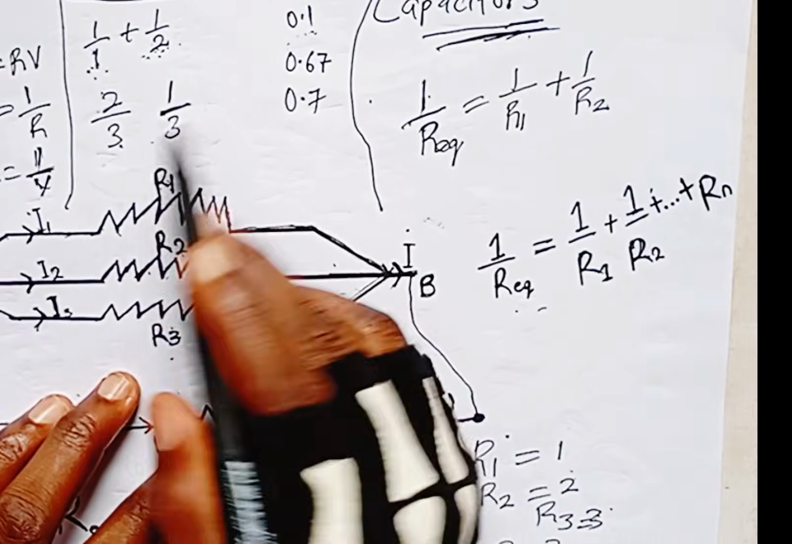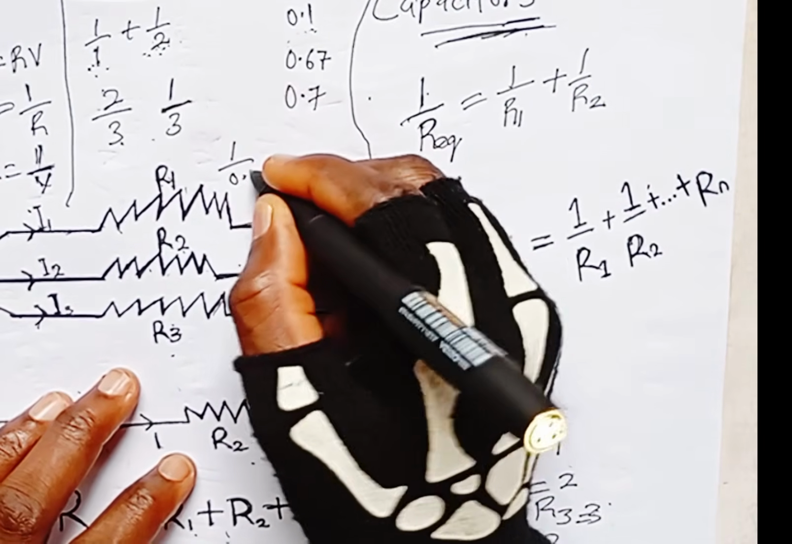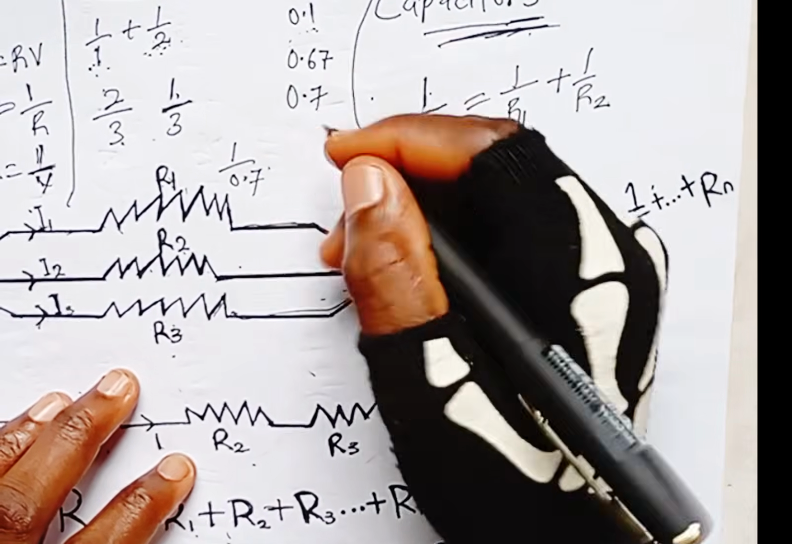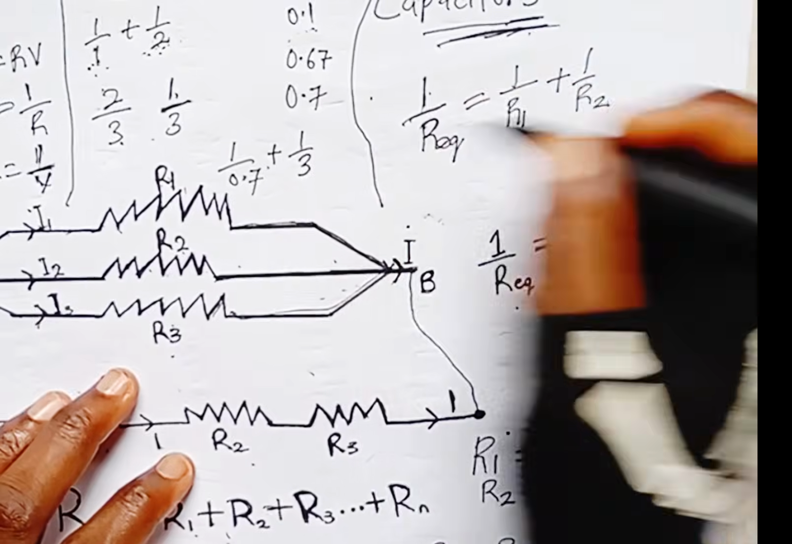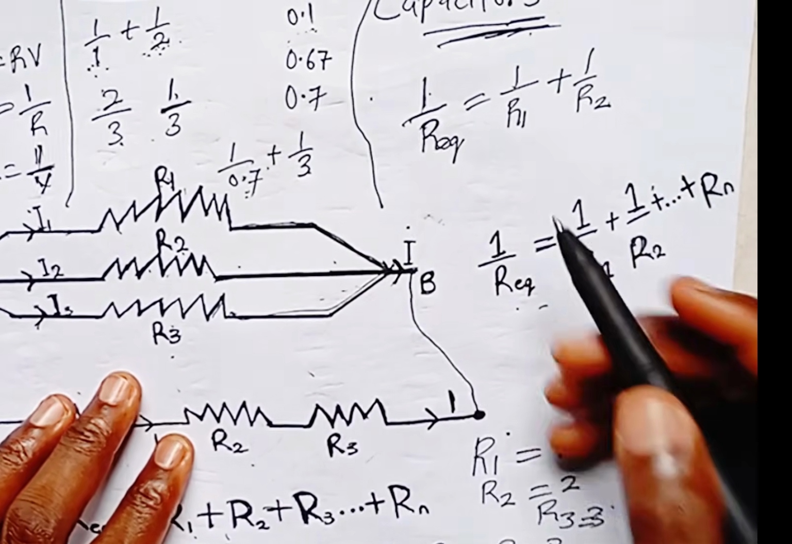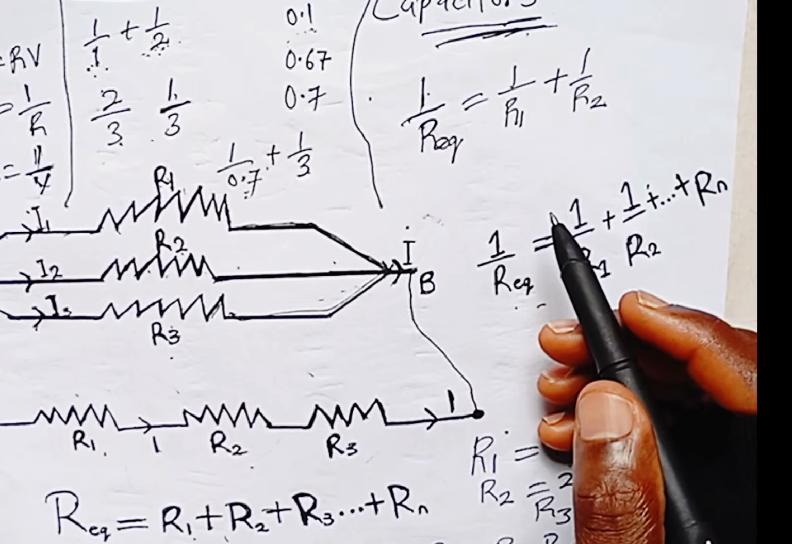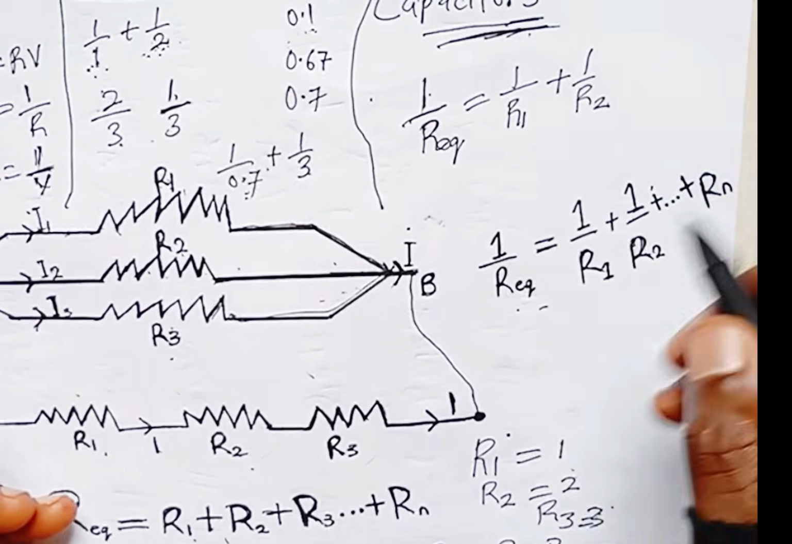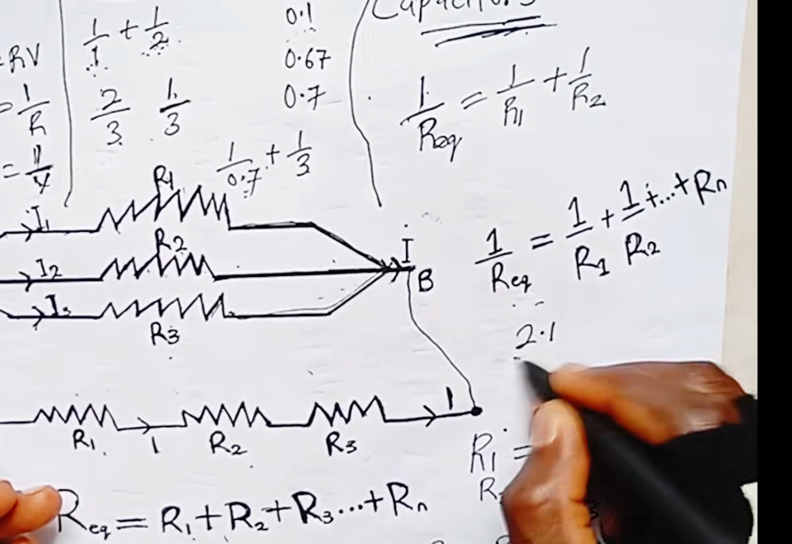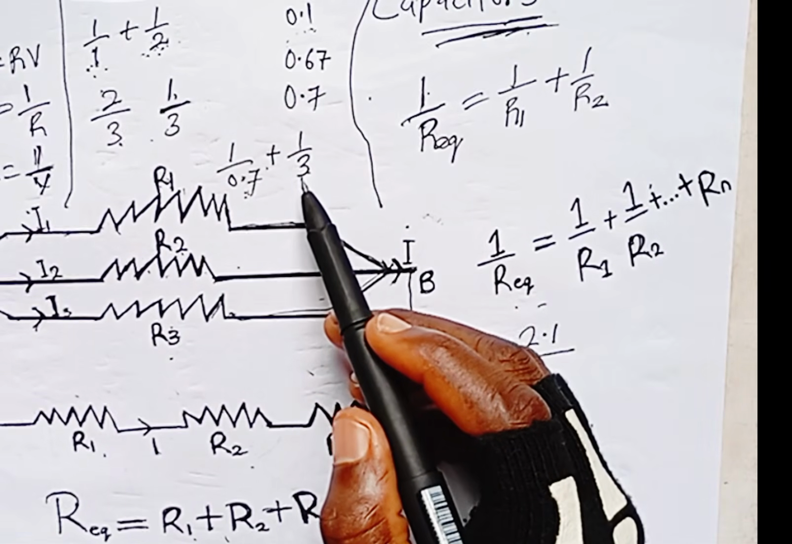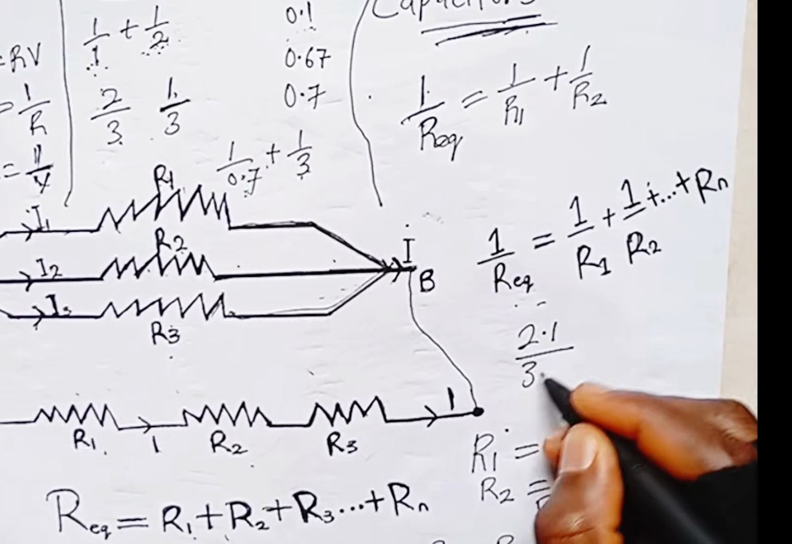So we are now left with 1 over 0.7. We will now use this 1 over 0.7 that we got to solve with this 3, so it will now be plus 1 over 3. Can you see? We'll do the same thing again. This one times this one: 0.7 times 3 will give us 2.1, over 0.7 plus 3, which gives us 3.7.